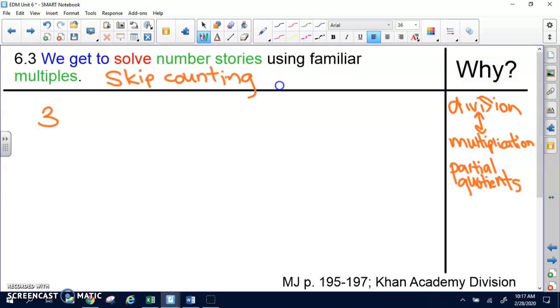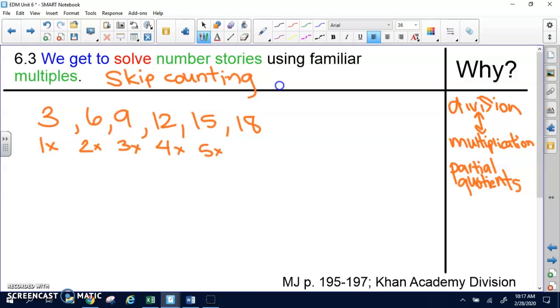So if you have 3, what's the next multiple? Perfect. And what you're doing here, you're looking at 1 times 3, 2 times 3, 3 times 3, 4 times 3, 5 times 3, 6 times 3, and on, right? So you're going to see it this way, perhaps. Not perhaps, this is how you'll see it.